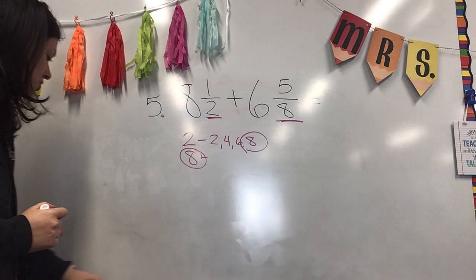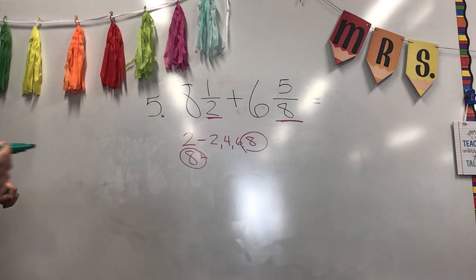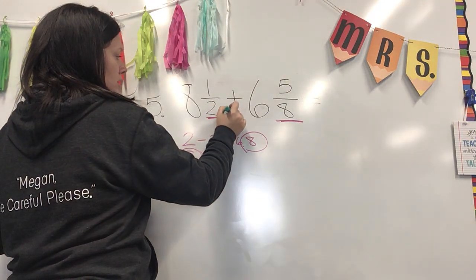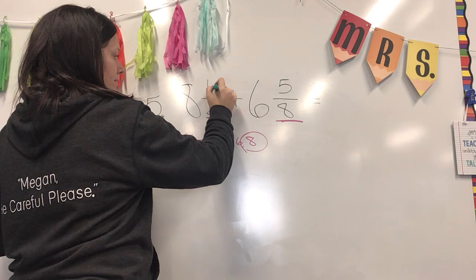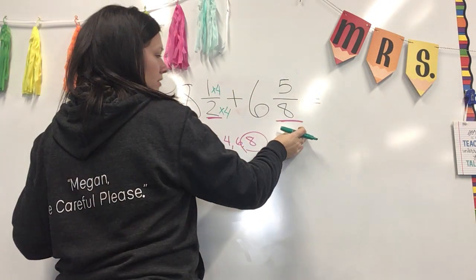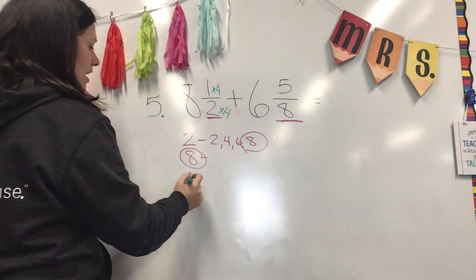How do I make that 2 into an 8? Can I just add 6 to it? No. What do I have to multiply by? 4. And when I do the bottom, I also have to do the top. Good. And how do I make this 8 into an 8? Leave it. Perfect. All right, let's rewrite my mixed numbers here.